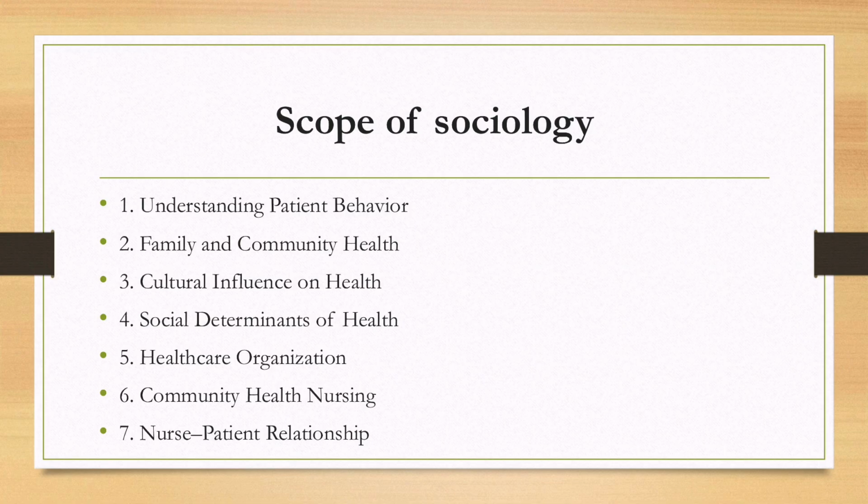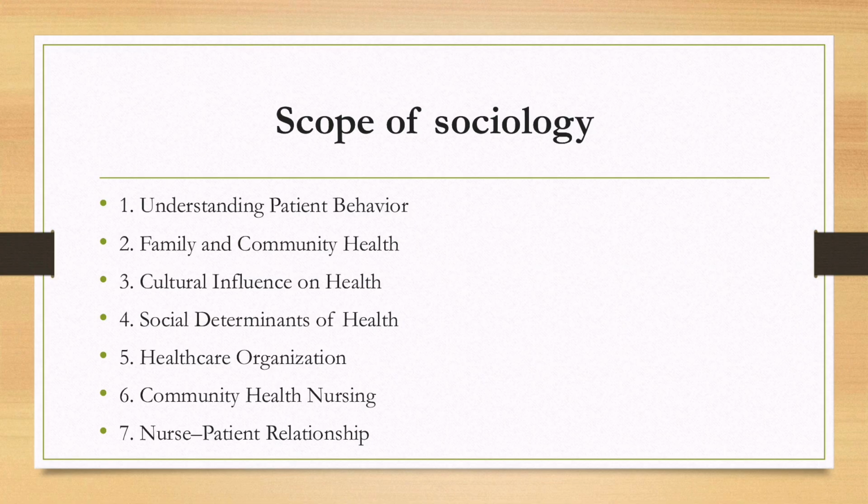Next one is healthcare organization. That means it helps the nurses to understand how hospitals, clinics, and the healthcare system work in society. That is called the healthcare organization. Next one is community health nursing. Sociology helps the nurses to work with the communities, like community people. Why? To prevent disease and also to improve public health.